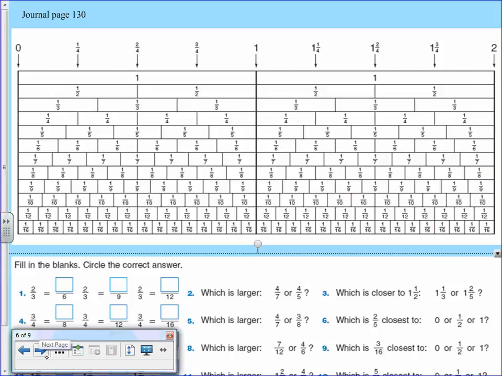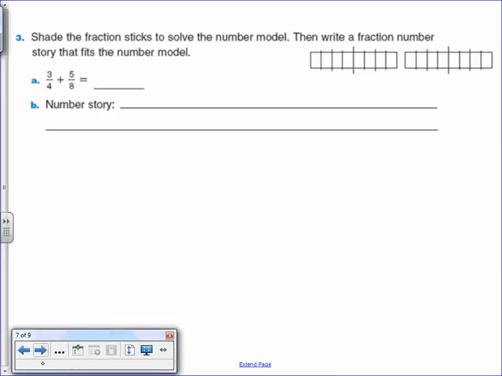I think that is all I have. I wanted to do one word problem for you. Hang tight. Shade the fraction strip to solve the number model. Then write a fraction number story that fits the number model. Okay. I'm not going to write a number story problem because you can do that, but I'm going to just show you quickly. 3/4 plus 5/8.